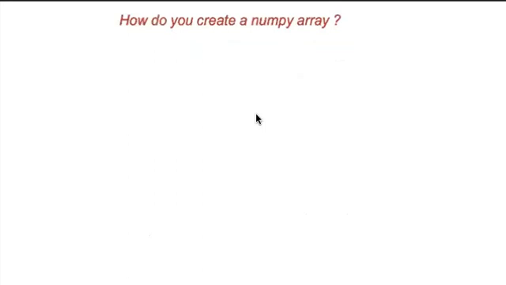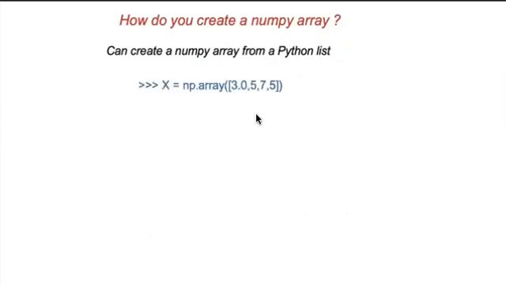So how do you create a NumPy array? We can create a NumPy array from a Python list. The elements inside the square brackets represent a Python list. If you want to change it to a NumPy array, you just type in np.array. The function array is going to change the list to an array. So what is X? X is array of 3, 5, 7, and 5.